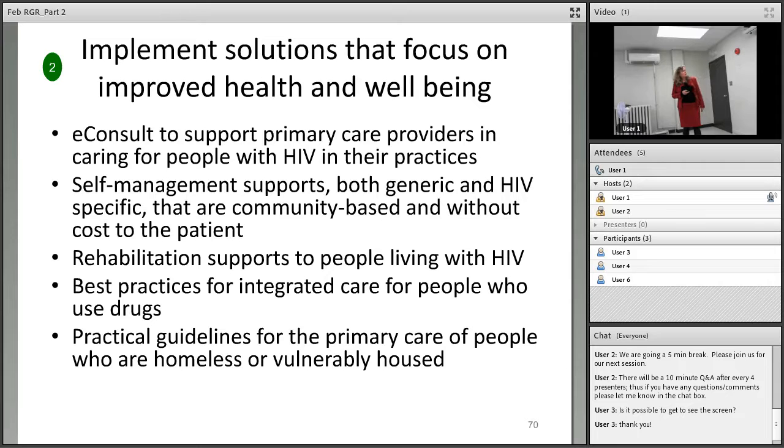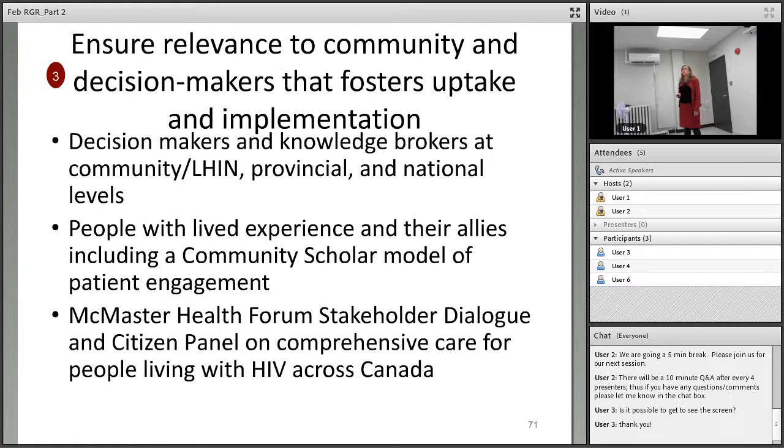Ultimately, I think I spoke to that. We're looking at solutions now and have submitted more grants to look at solutions such as e-consult, self-management support, rehab support, and also some practical guidelines for people living with HIV. I'm going to leave it there. These are some of the activities we're coming up on.